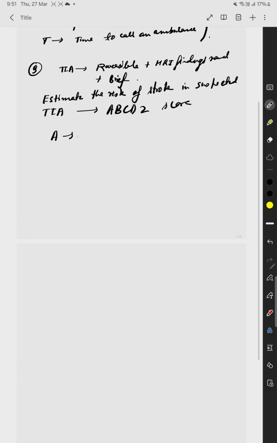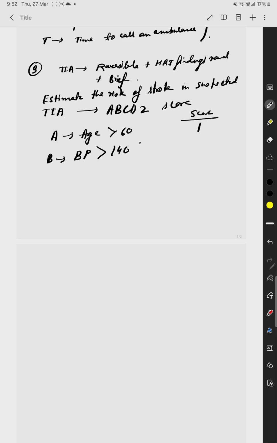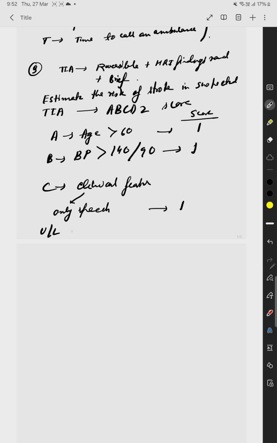Now, A for age more than 60, where we give a score of 1. B for BP more than 140/90, where we give a score of 1. C for clinical features. Only speech disturbance without unilateral weakness, we give a score of 1. Unilateral weakness, we give a score of 2.